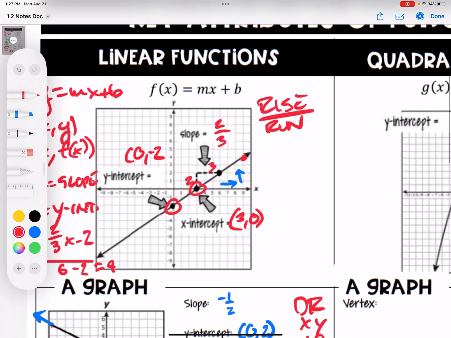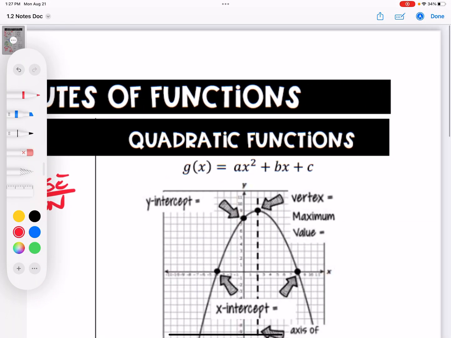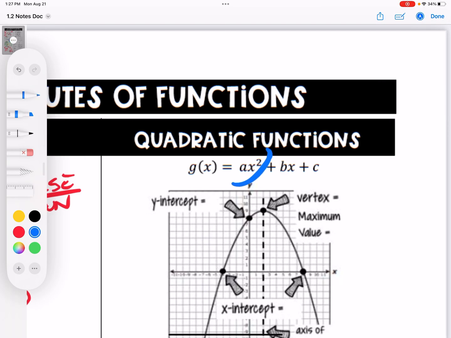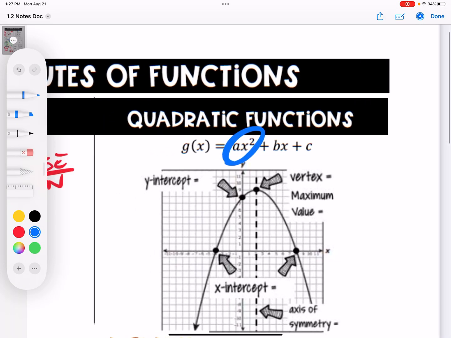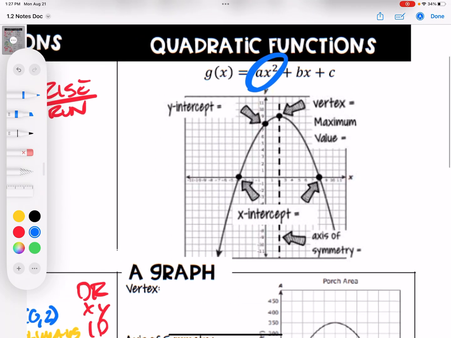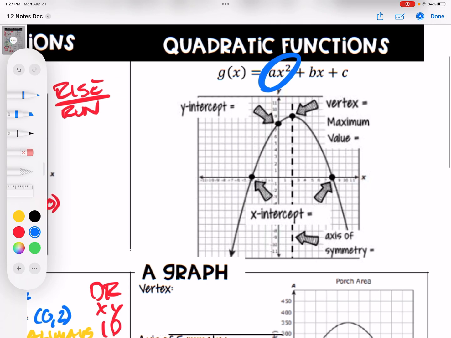Let's consider quadratics now. So the thing that makes it quadratic is if it has the squared term. Any graph that has the squared term in it is a quadratic for our purposes. And those graphs are in the shape of a parabola.